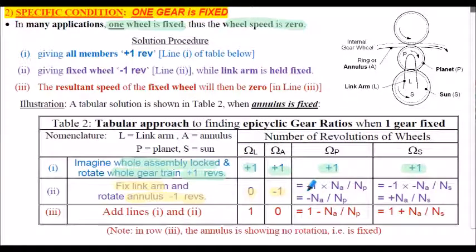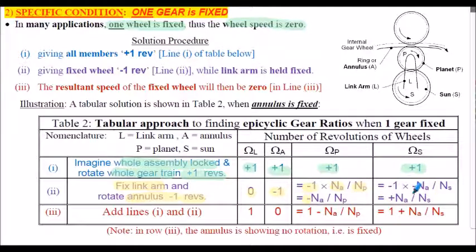So that -1 is actually the speed of the annulus, and that's multiplied by the number of teeth on the annulus divided by the number of teeth on the planet in this case. Again, if you look at the senses here, the direction of the annulus and the direction of the planet are the same. So that -1 you're seeing there, that's actually from the -1 we've rotated the annulus at. Okay, it's not due to the senses.